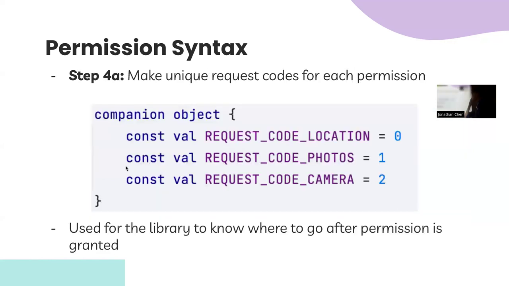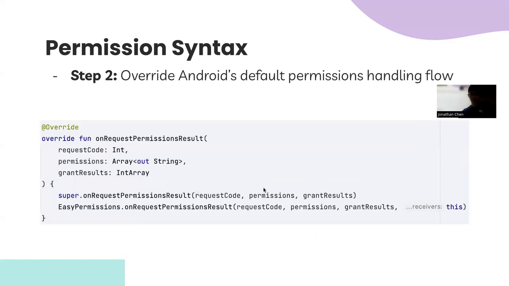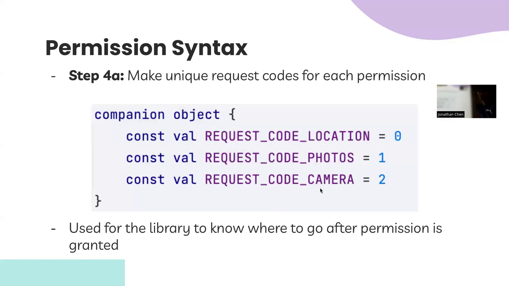And then the one thing you'll need to know is that if you need multiple permissions, you need to assign them different values, so that Easy Permissions knows which permissions were granted. So you can see back here in the syntax, there's a request code. This request code needs to map to some unique number per permission.